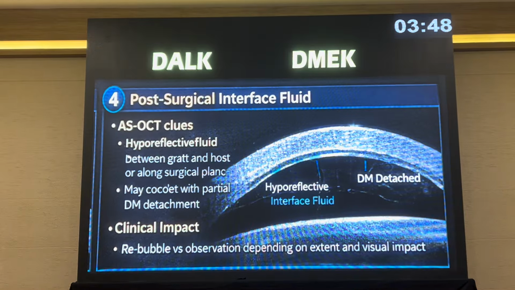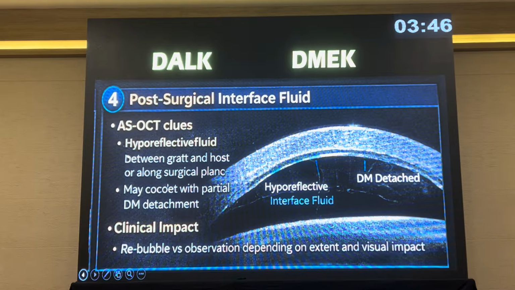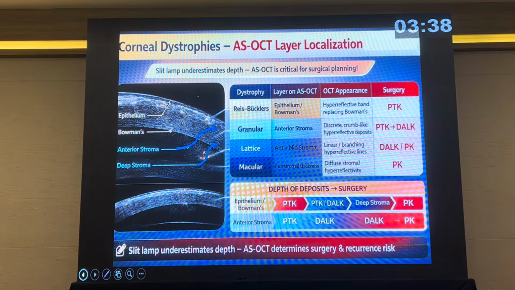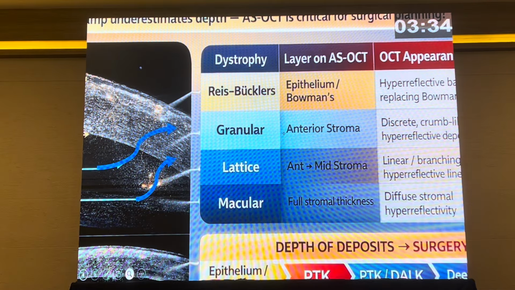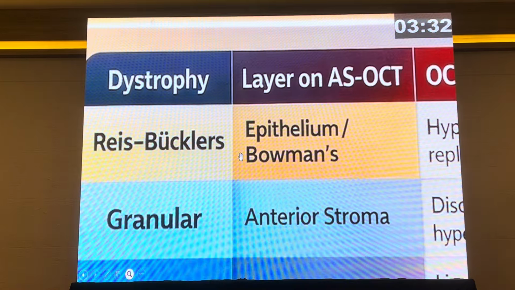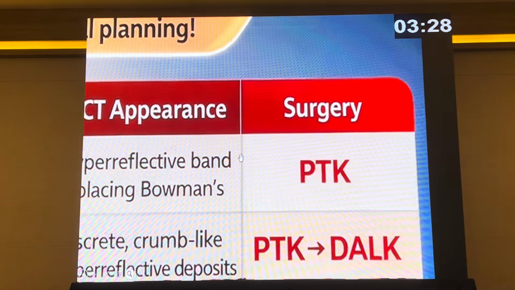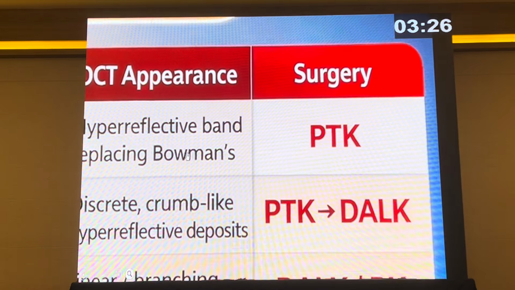If it's a post-surgical condition, again an AS-OCT tells me how to go about with the management, whether a DALK or a DMEK is being done. This is an algorithm. And about corneal dystrophies, again it depends upon where the dystrophy is. Let's say it's a Reis-Bücklers dystrophy limited to the epithelium, and we can see the band in the anterior area, and we can just do a PTK and manage it.